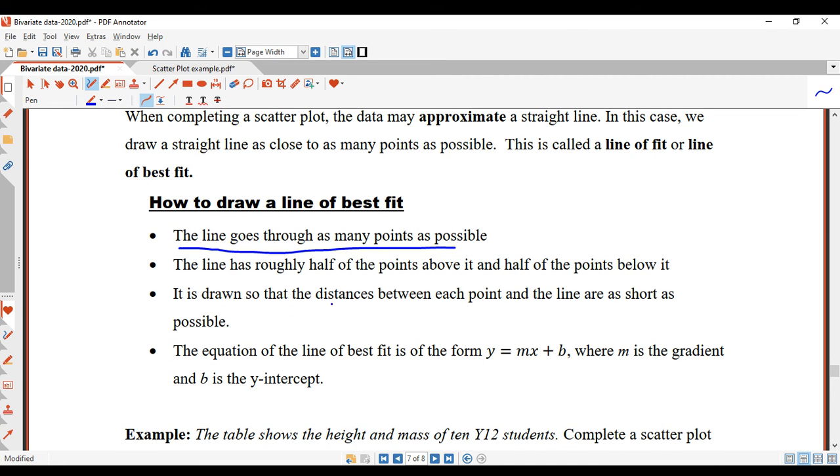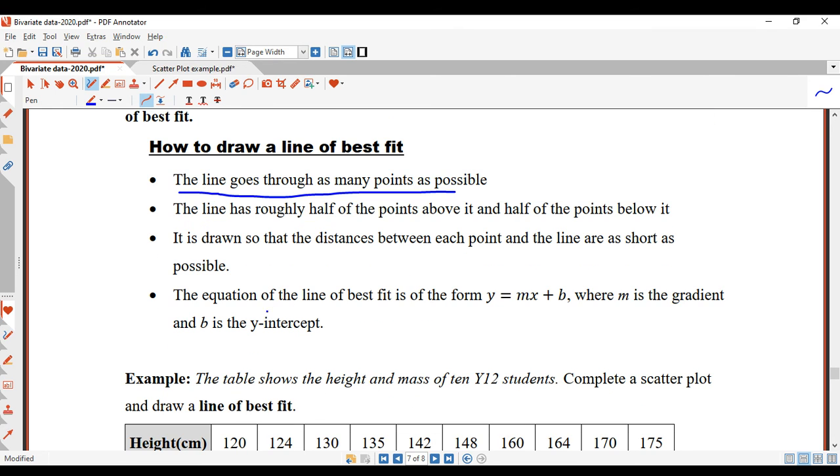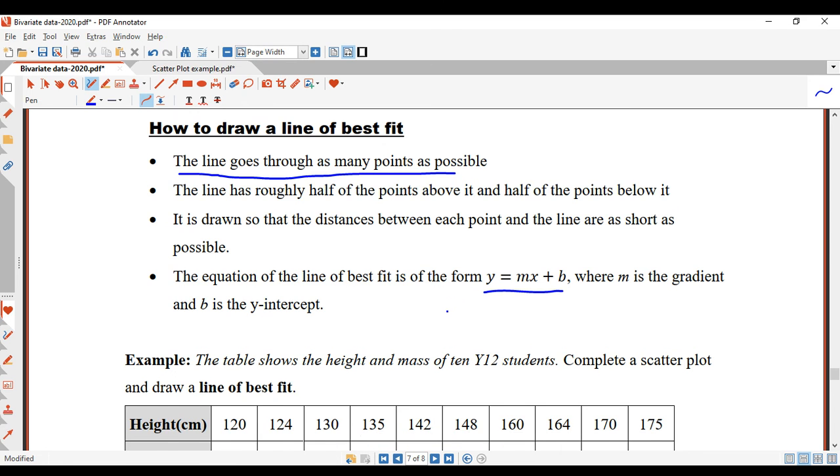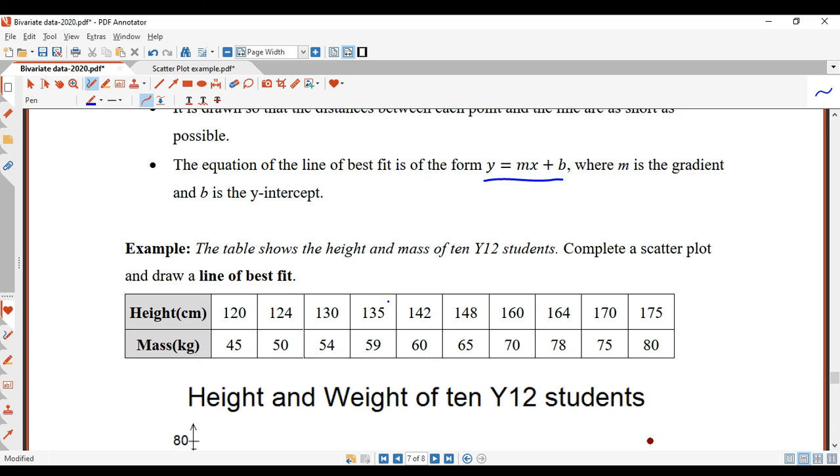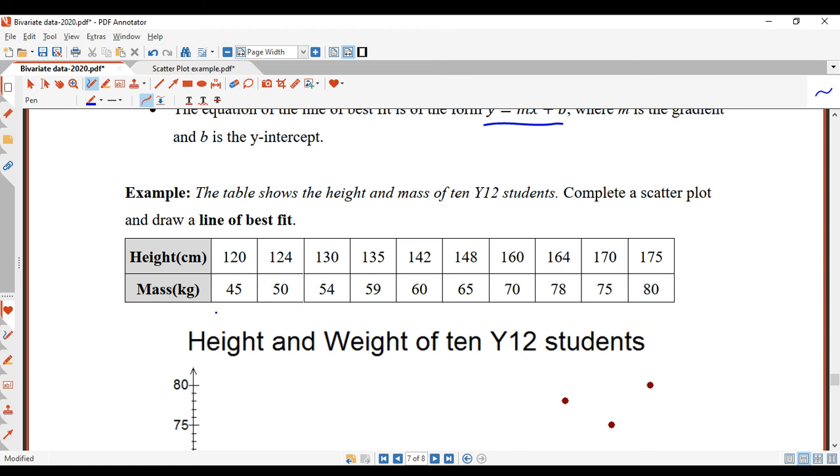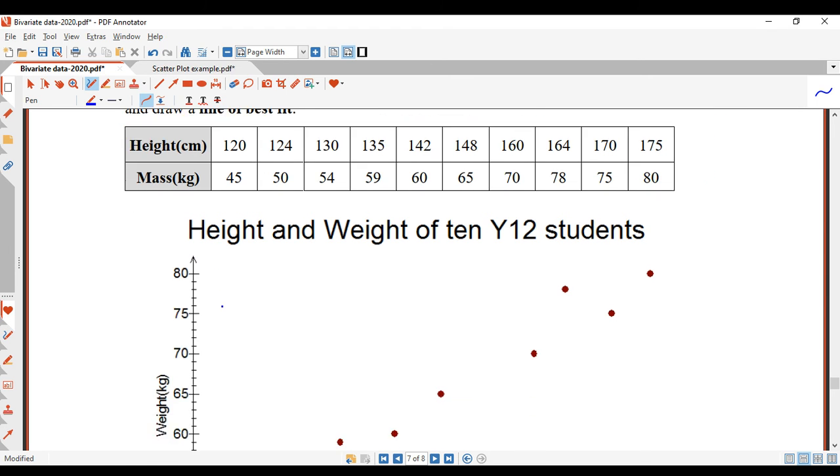It is drawn so that the distances between each point and the line are as short as possible. And because we're drawing a straight line, the equation of the line of best fit is of the form y equals mx plus b, where m is the gradient and b is the y-intercept. Now, we've already drawn a scatter plot, so we're not going to do that again. We've got a table of bivariate data that's been plotted.